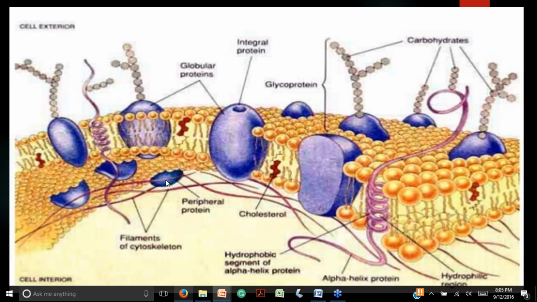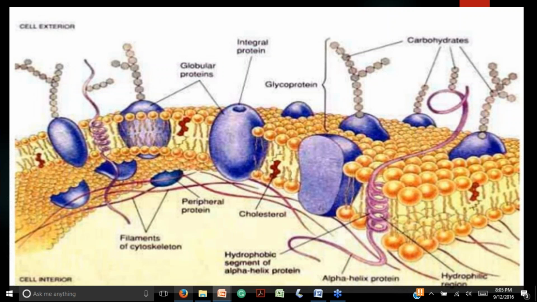You already know that the cell is composed of main components. Number one is the lipids. We have the lipids, and the lipids are, as you can tell, amphipathic.